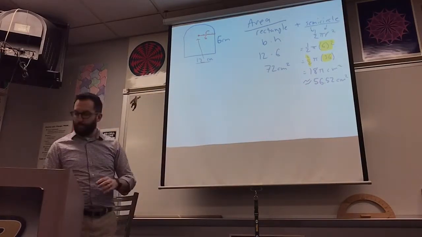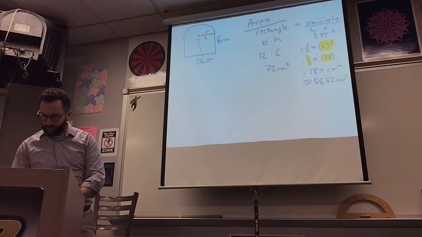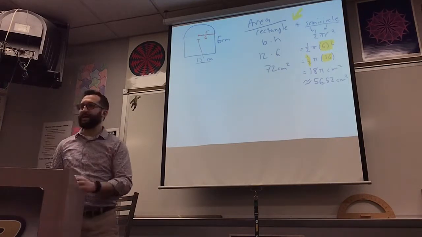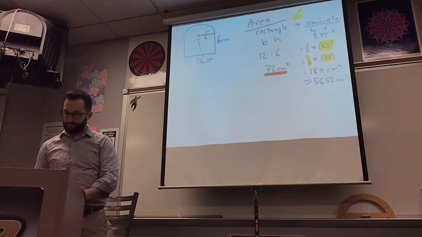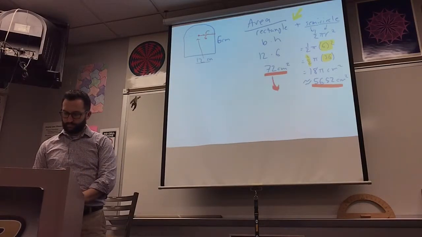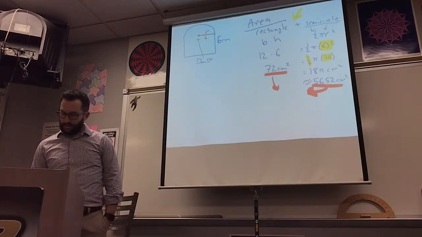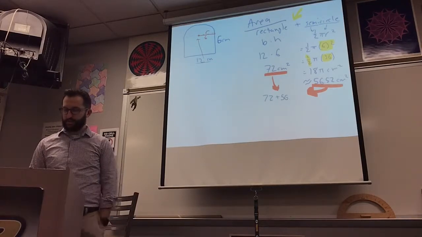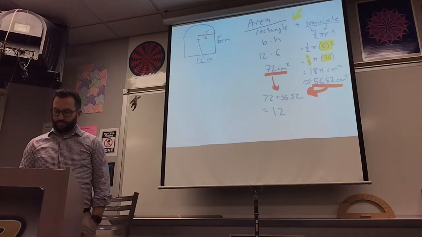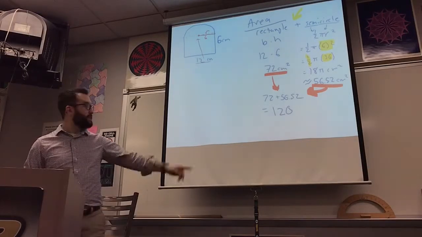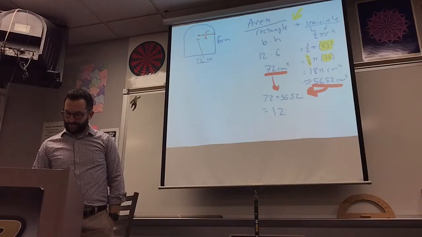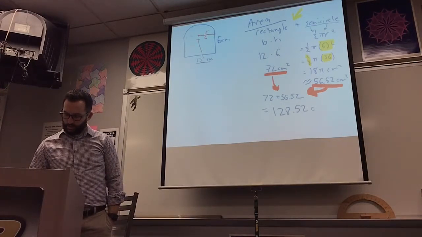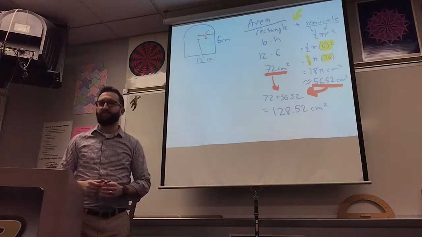We have to add them. Remember this little plus sign up here? The little plus sign? We have to add them. And we get 72 plus 56.52 equals, oops, that was a terrible 8. I tried to make an 8 just now and I got that letter. 128.52 centimeters squared.